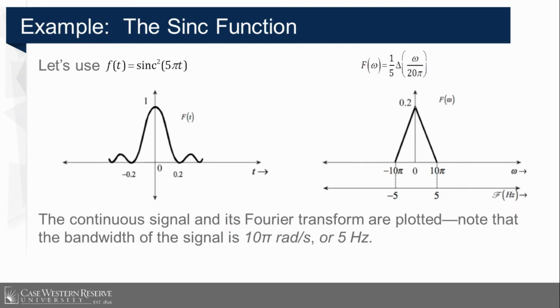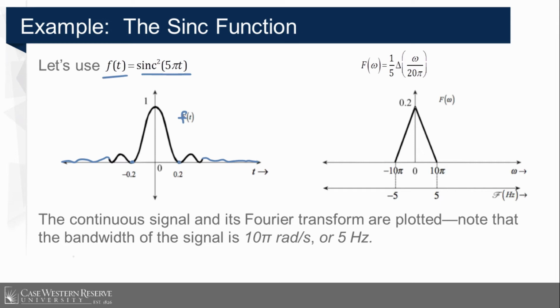So let's take a look at an example. This is an example of a sinc squared function in the time domain. Here our function f of t is sinc squared of 5 pi t. This is actually going to extend out to infinity, but we're really just focusing on the center portion. Here our f of t is our continuous time signal, so we haven't done any sampling yet. And you can see that our f of t goes through its first zero at minus 0.2 and 0.2 in the time domain.